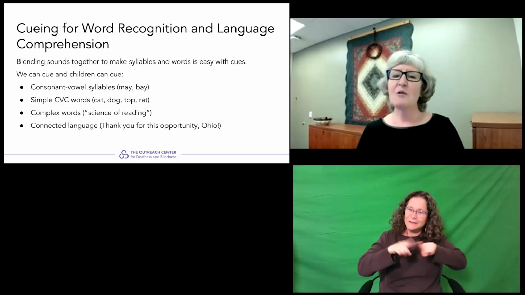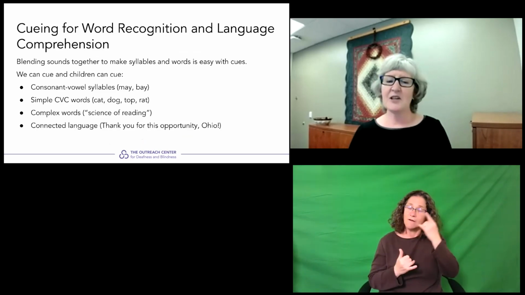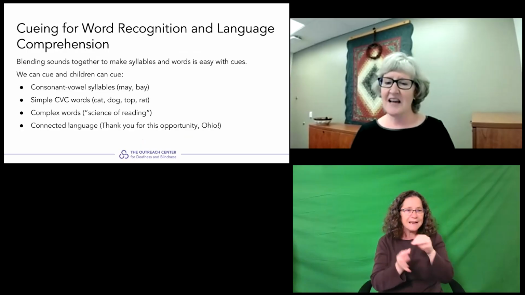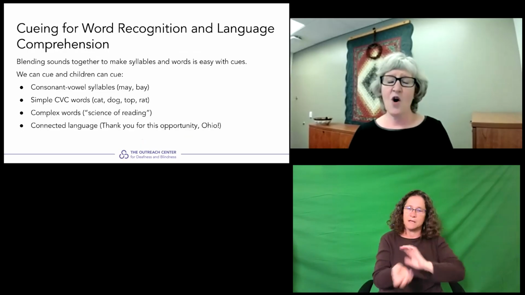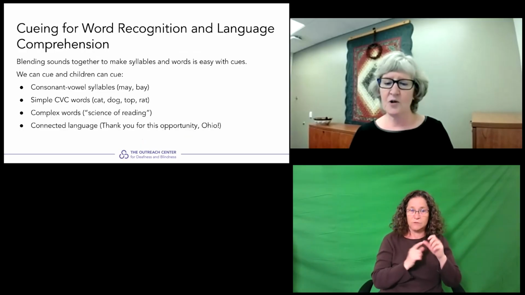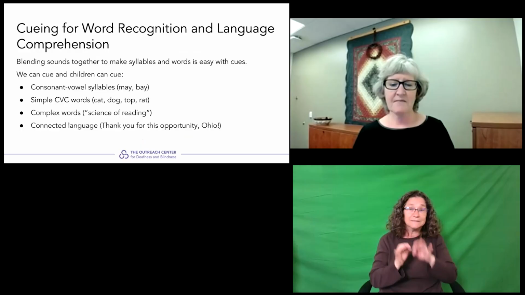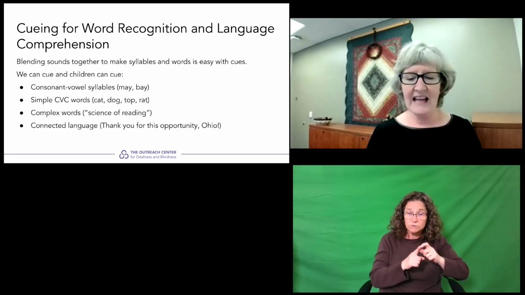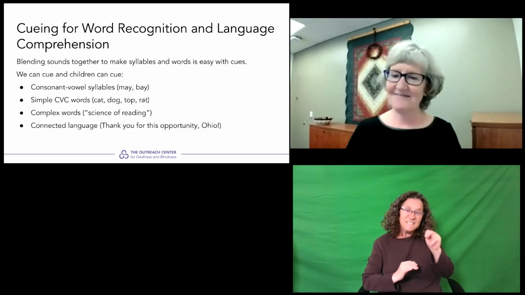So let's think about cueing for word recognition and language comprehension. We can use cueing to blend sounds together to make syllables and words. This is really easy to do with cues. We can cue and children can cue consonant vowel syllables, simple CVC words, complex words, and connected language. Jen, want to show off your cueing skills? Sure.